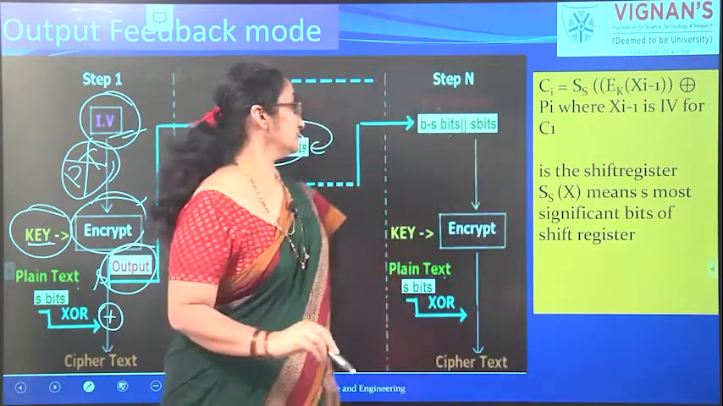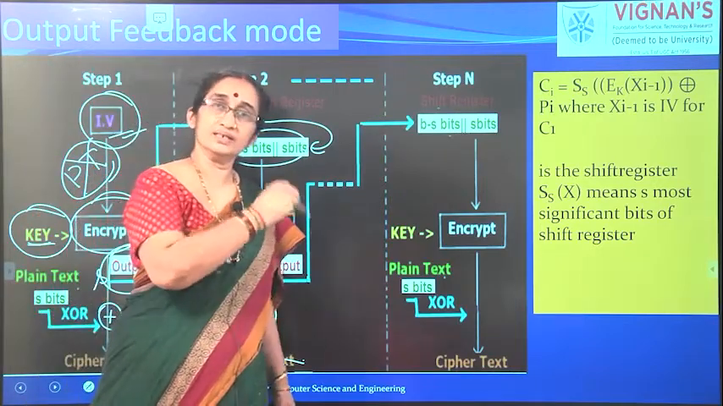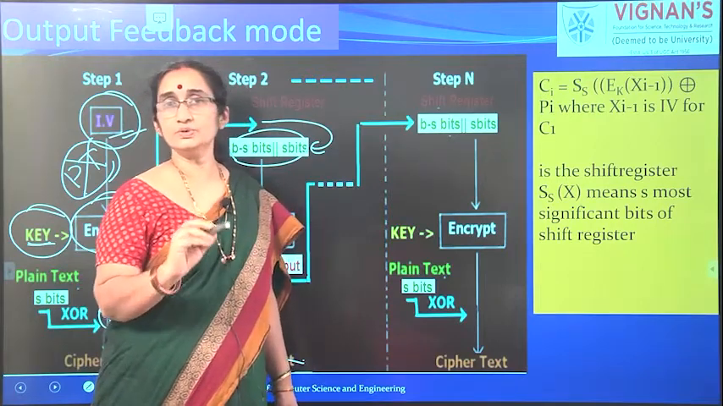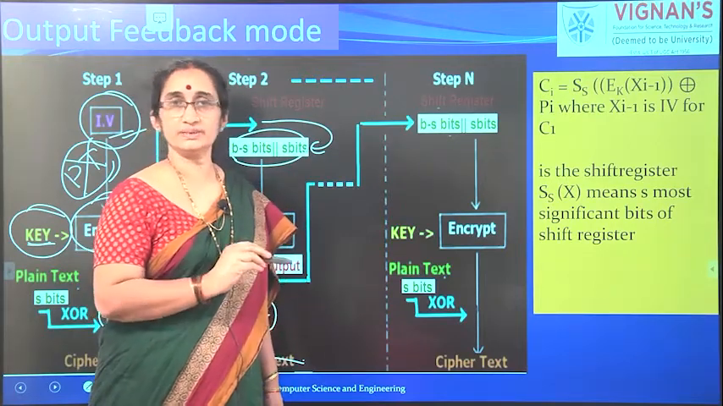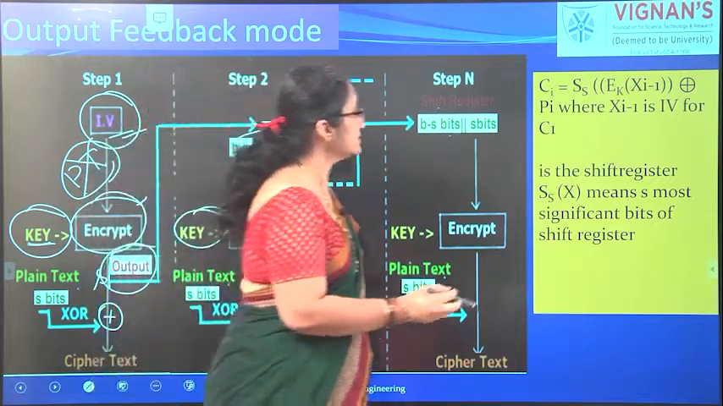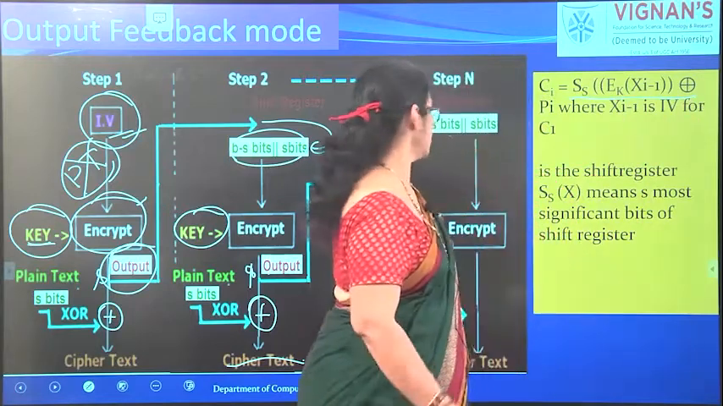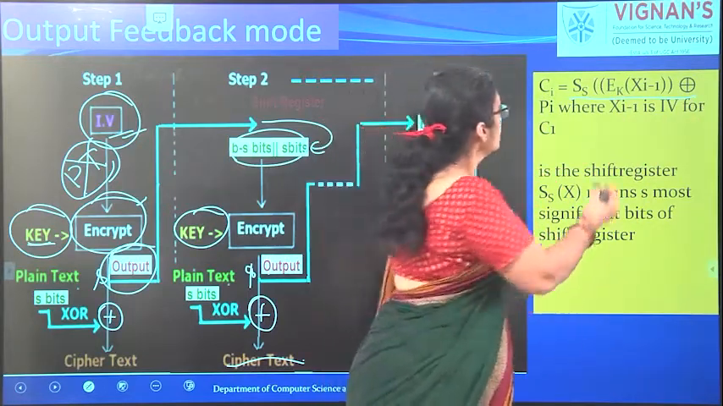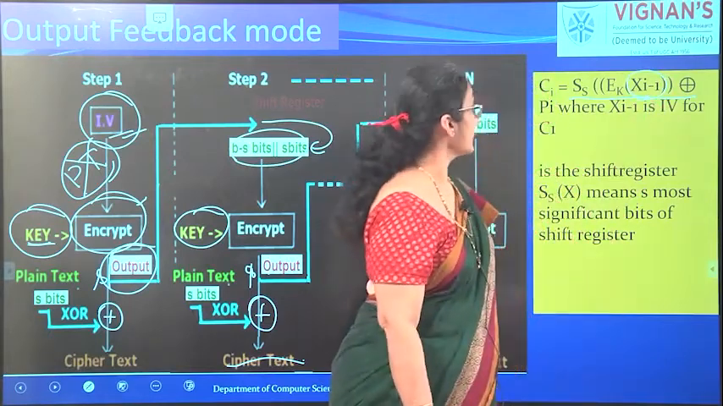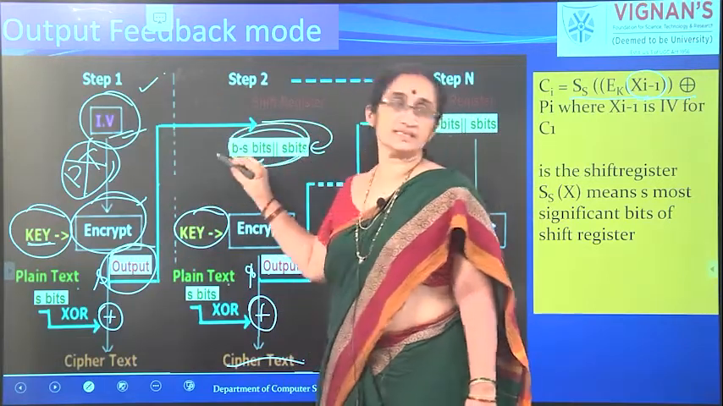If you can guess correctly, in the decryption also you do not use the decryption algorithm. In the decryption also you use the encryption algorithm only, and this is the notation for how you have reached this particular work. This is the initialization vector for the first block, otherwise it will be the shift register data.